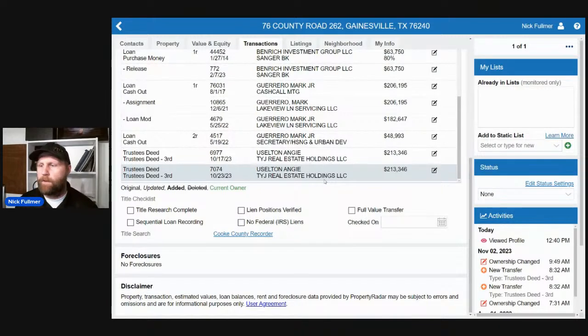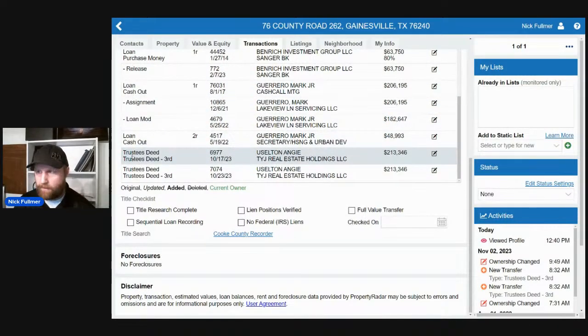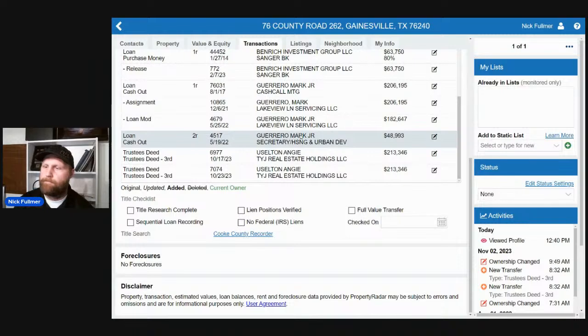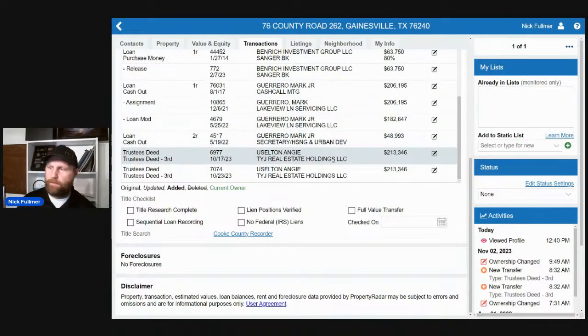Now, right off the bat, what you're looking at here is a history of this property. On the right-hand side, you see the types of documents that were recorded in the county recorder's office. So you've got loans, loan modification, trustee's deed, all that good stuff. You have amounts. This is the deed from the foreclosure. So I know by looking at this that the property sold for $213,000.